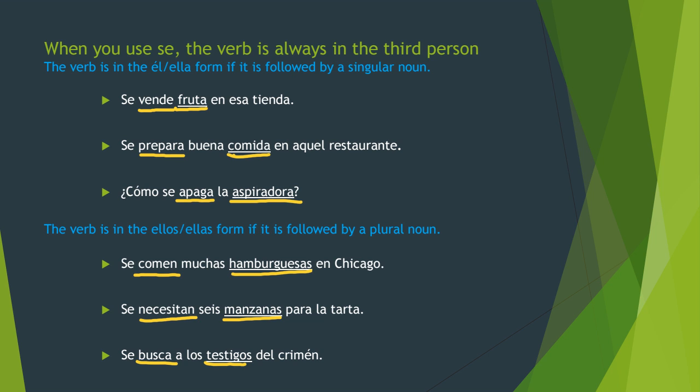It's this sentence, se busca a los testigos del crimen. They are looking for the witnesses of the crime. And again, we're not really sure who, the authorities, the police, the judge, the victim's family. It's just a non-specific they here. So we just use se busca. They're looking for the witnesses.